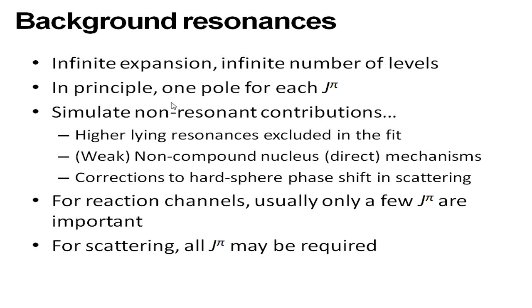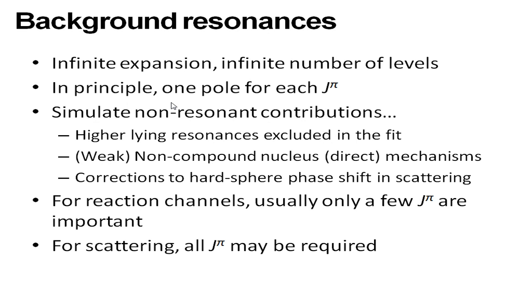So as I say, we've got an infinite expansion in principle, and in principle there's an infinite number of levels, but we condense all that high energy stuff into one single resonance to simulate the tails of those resonances. And in principle, background poles can be used to do other things. So not only is it higher lying resonances that you're not including in the fit, but in principle there could be non-compound nucleus direct mechanisms that have a very constant contribution to the R matrix in the region that you're interested in, that you can simulate with an appropriate background pole.